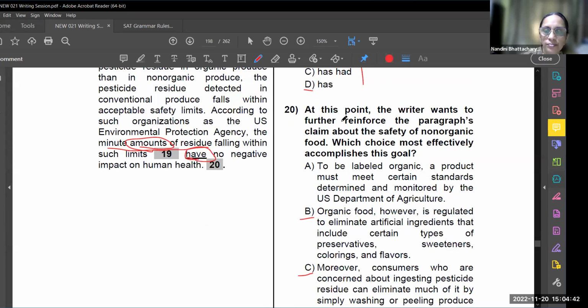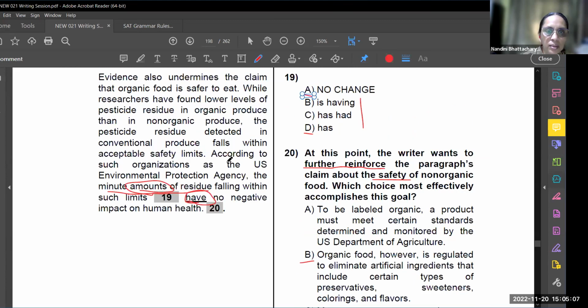Now, what is your question? First, you have to understand your question. At this point, the writer wants to further reinforce the paragraph's claim about the safety of non-organic food, right? Which choice most effectively accomplishes this goal? So we have to have a sentence which is talking about the safety of non-organic food. And what was the previous sentence? According to such organizations as the US agency, the minute amount of residue falling within such limits have no negative impact on human health. So we have to support this particular statement that has already been made.